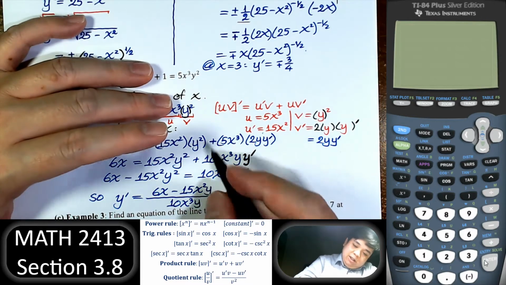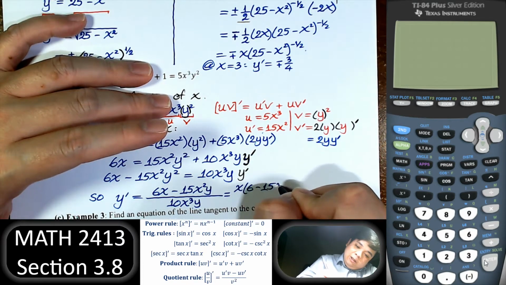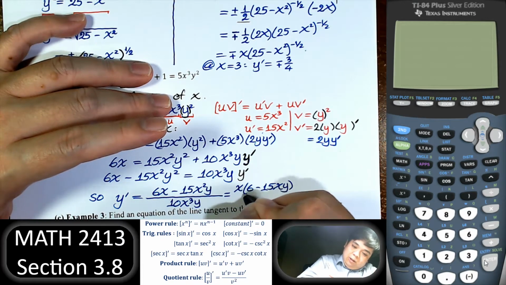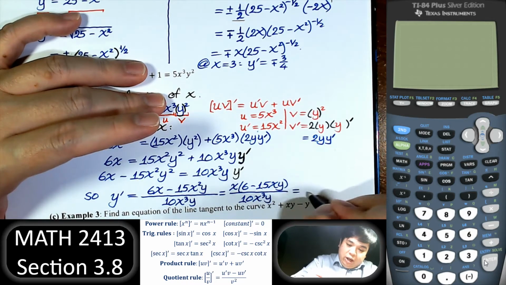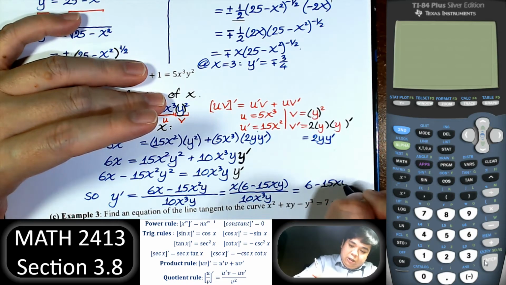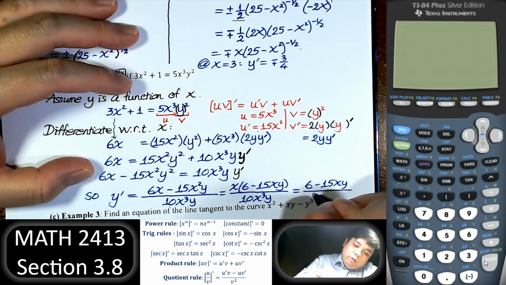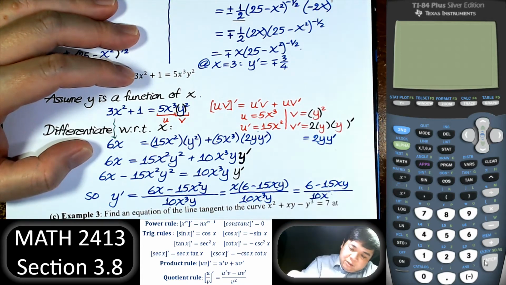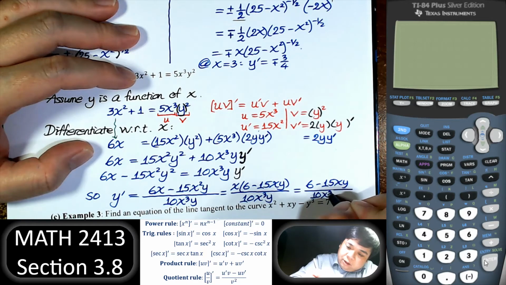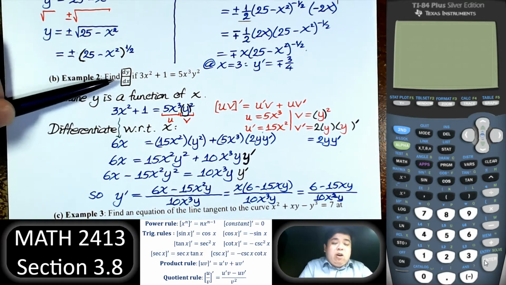So factor out an x, just 1x. And then we cancel 1x, we have 6 minus 15xy over 10 x cubed. X cubed cancel 1x, just x squared y.